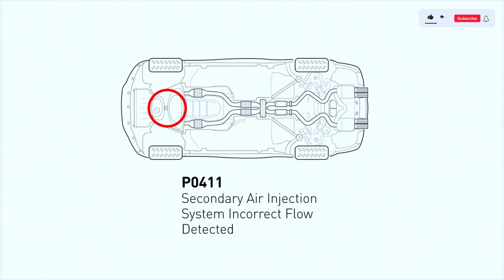Diagnostic Trouble Code DTC-P0411 stands for Secondary Air Injection Incorrect Flow Detected. The code is logged once a potential airflow issue is detected in the secondary air system. The P0411 code will cause engine performance problems like rough running and lack of acceleration.